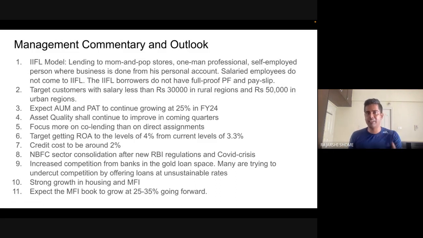So the risk that I find with IIFL Finance is the reduction in the yield and the NIMs, which could happen because of the gold loan book. Again, having said that, let's come back. The management expects the MFI book to grow at 25 to 35% going forward.